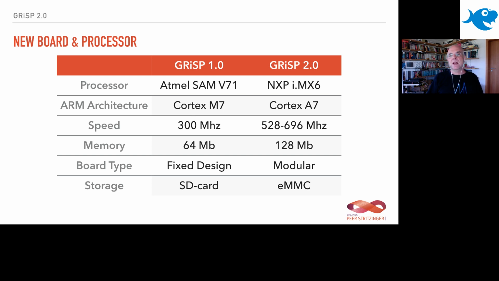So GRiSP 2 has an IMX6 CPU, which is a little bit larger than the Atmel SAM CPU. Both are ARM CPUs, but the Atmel is a Cortex M7 and the IMX6 is a Cortex A7, which means that the IMX is a little bit larger and would also run Linux. You don't need Linux, and for our GRiSP software stack we don't use Linux, but it would be large enough to run Linux. It's also slightly faster with more megahertz, and we have more memory.